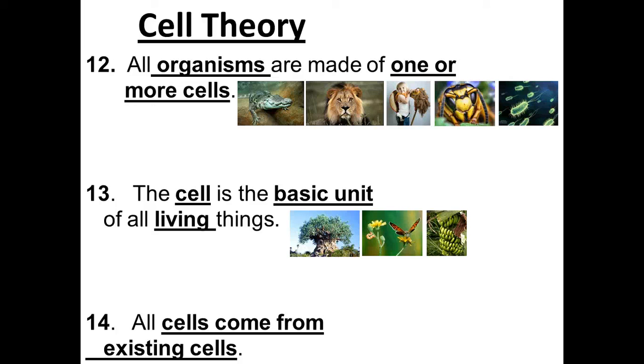All cells come from existing cells. What that means is when you have one cell, it makes more cells. That's what you're made up of.